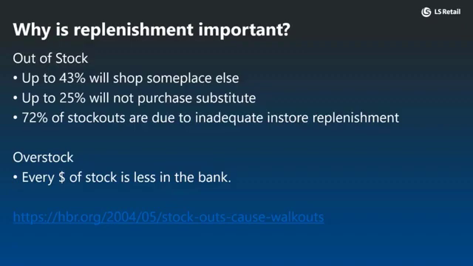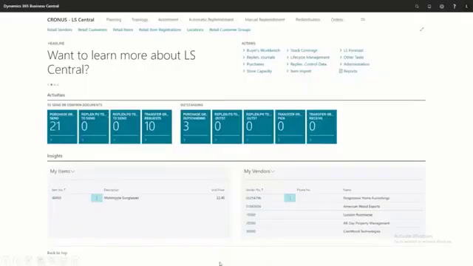This is where LS Central can help. By using data in different ways, we can suggest an order for you. Not only is this quicker than pen and paper, it's also more precise and easier. Alright, so here's our solution.